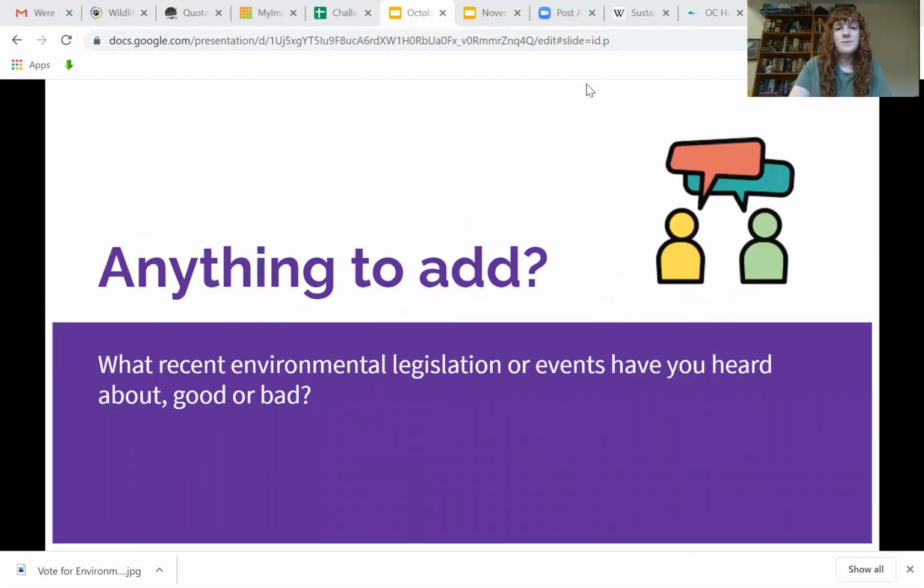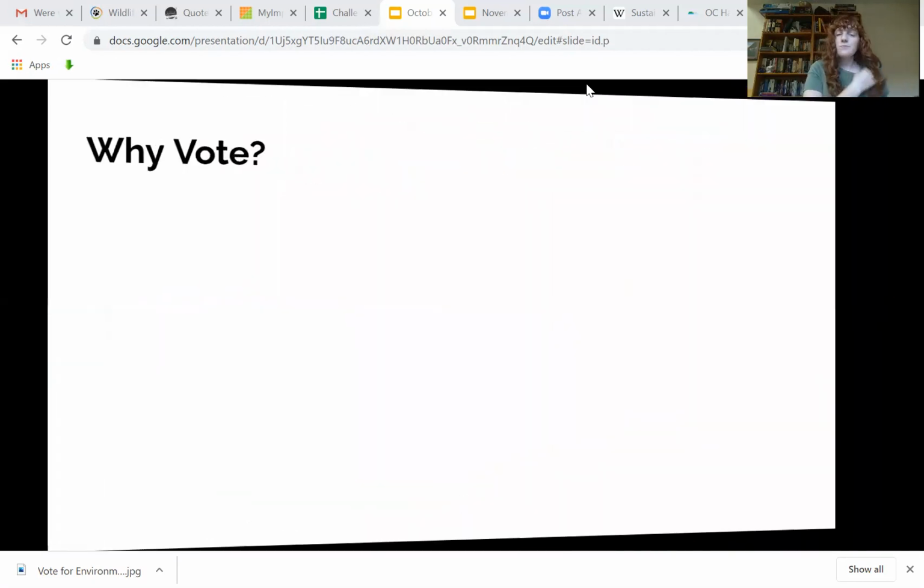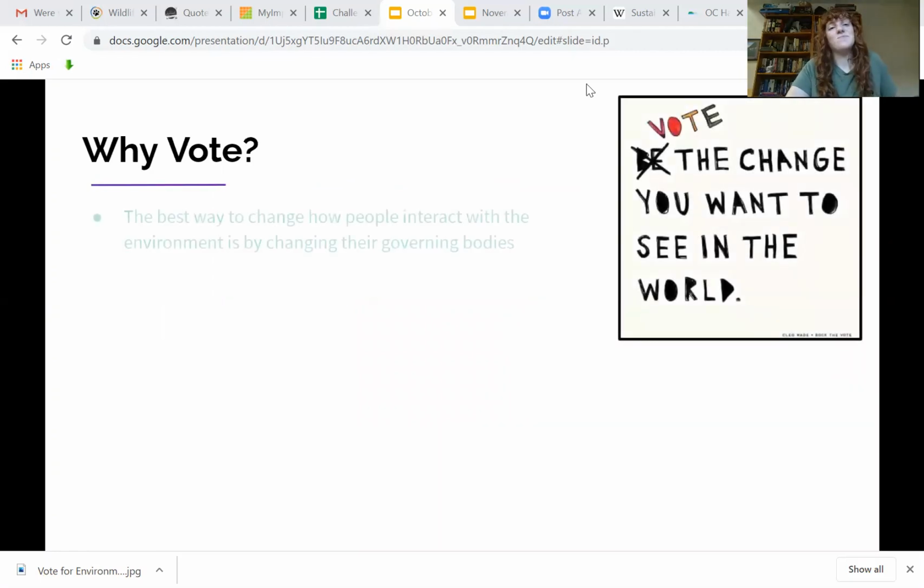Okay. And next, we are going to talk about activating your right to vote. So if any of those current events or important issues inspire you to speak out or try to make a change, one of the best ways to do so is voting. So in this next section, we will talk about how to activate your right as a citizen to vote. If anyone is wondering why vote, here is why.